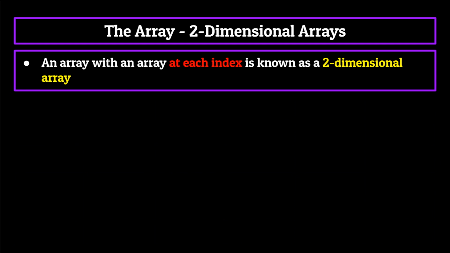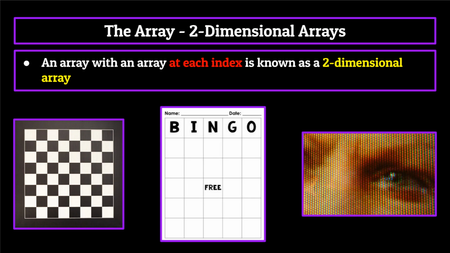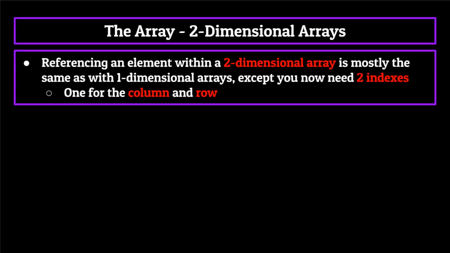Two-dimensional arrays are useful for a variety of purposes, such as if you were programming a chessboard, a bingo board, or even an image where each element in the two-dimensional array contains an RGB value, which, when combined, creates an image. Now, referencing an element within a two-dimensional array is mostly the same as with one-dimensional arrays, except you now need two indexes. The first number would be the index of the column that you want to reference, and the second number would be the index of the row that you want to reference. By combining these two numbers, we can single out an element within the two-dimensional array that will then be returned to us.